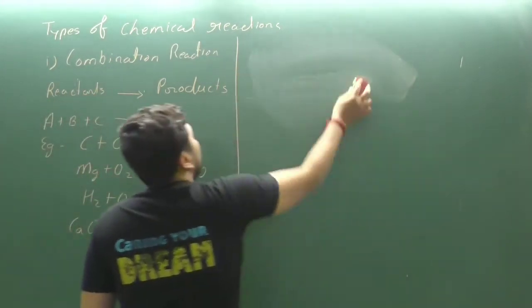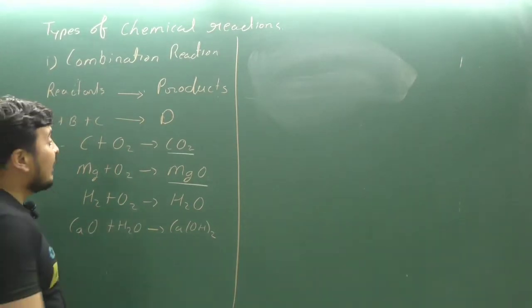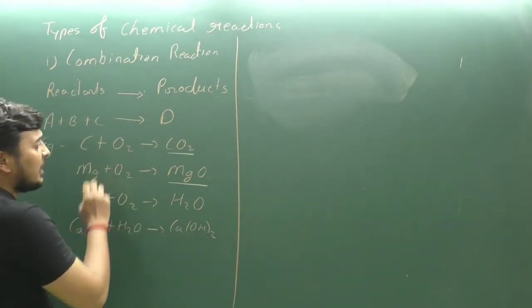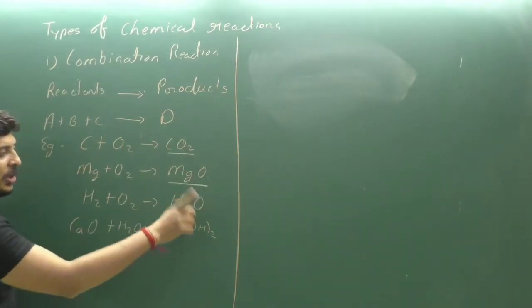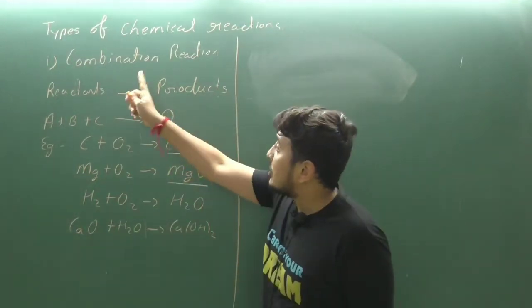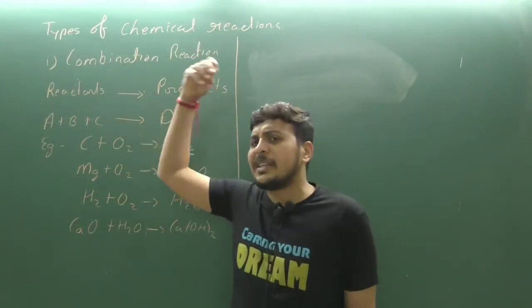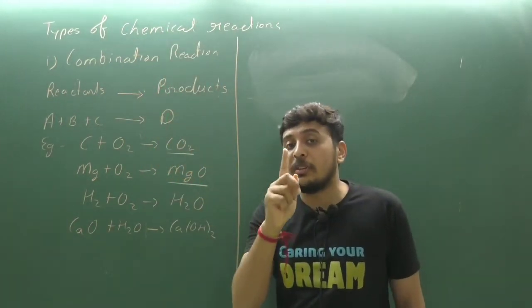Clear? Now again back to the chapter, combination reaction. In all of these compounds there are two reactants but a single product. The product is not more than one. Reactants can be as many as possible, but the product should be a single product, so that is a combination reaction.